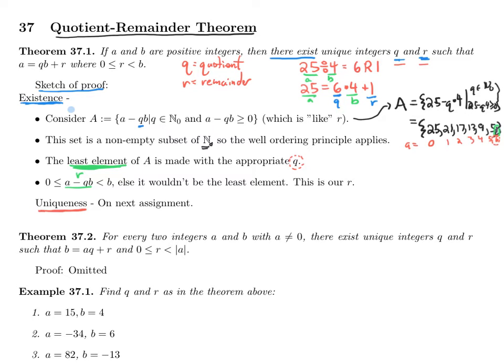The next thing we want to show is that there's only one way to do this. There's only one q and one r, where we can write a as q times b plus r, where r is a proper remainder. That's what we're going to show in our next assignment. And that's called the quotient remainder theorem.